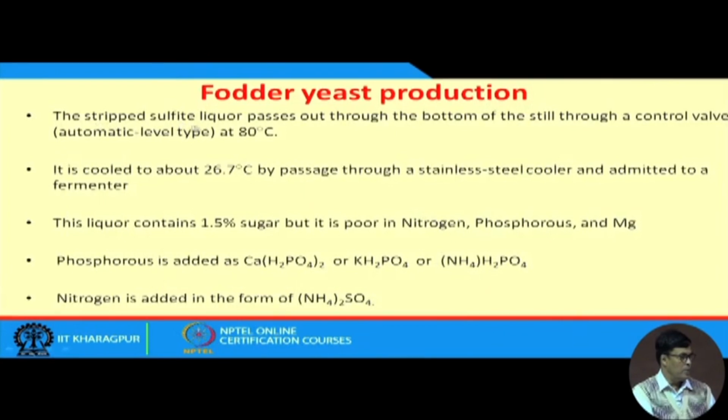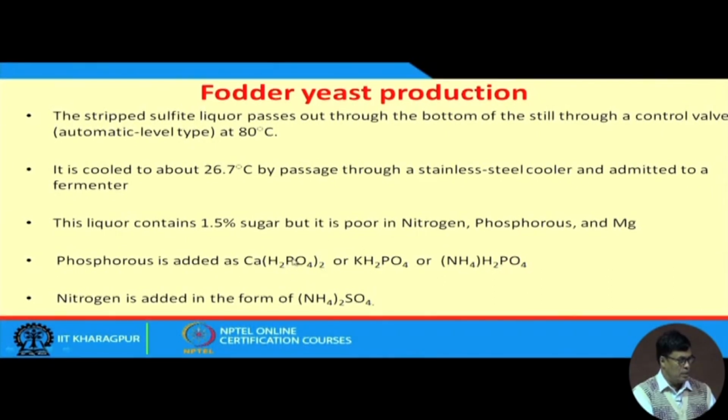The stripped sulfite liquor passes through the bottom of the still through an automatic level type control valve at 80 degrees centigrade. It is cooled to about 26.7 degrees centigrade by passage through the stainless steel coolers and admitted to the fermenter. The liquor contains 1.5% sugar, but it has poor nitrogen, phosphorus and magnesium content. The phosphorus is added in the form of calcium dihydrogen phosphate.